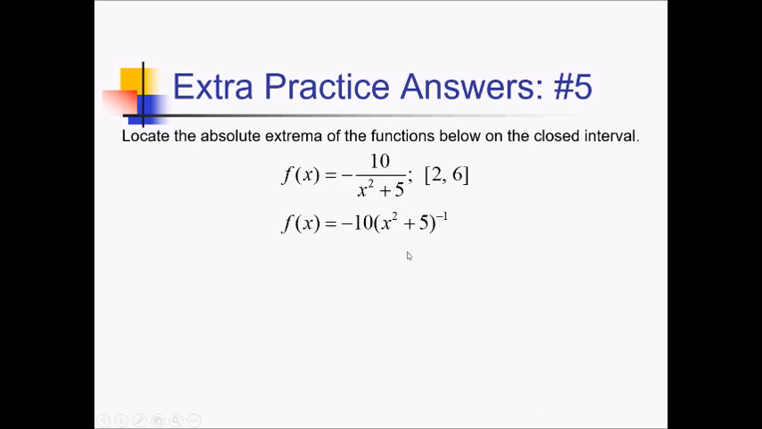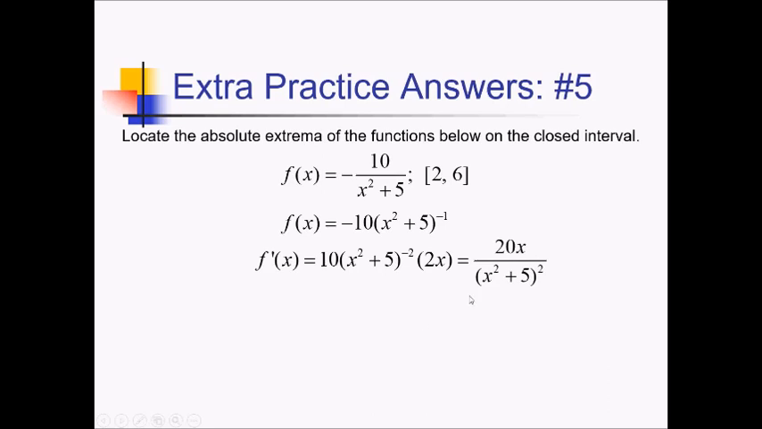Now using the power rule and a chain rule on this one, we basically have negative 10 times something to the negative 1. Well, the derivative of that is going to be 10 times the something to the negative 2, the something being the x squared plus 5. But wait, we have to multiply by the derivative of the inner function as well. So we'll multiply that by 2x. Let me rewrite this a little bit. We have 10 times 2x, which is 20x, and that's all going to be over x squared plus 5 quantity squared.